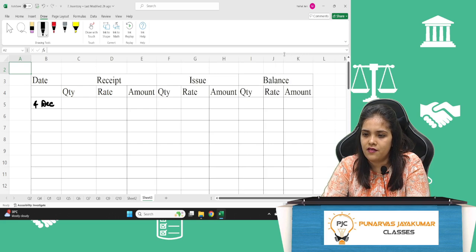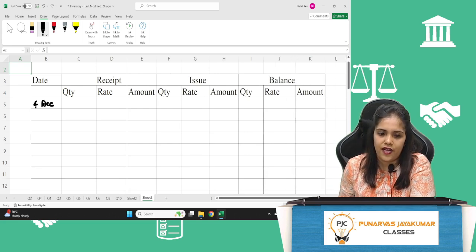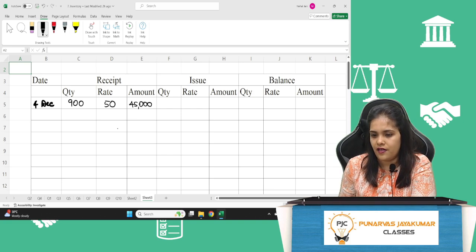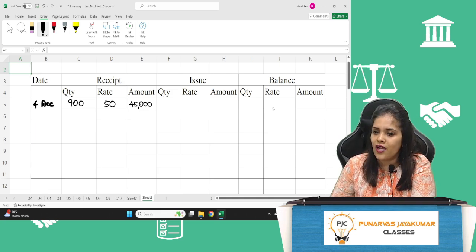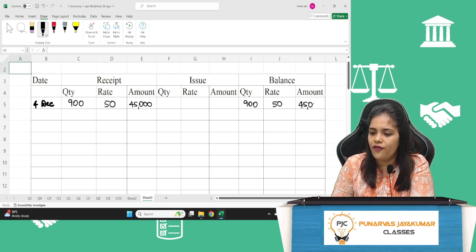Date, write 9 at 50. The balance now, on December 4th. Did you make a further purchase? No. So can I say the balance will be 900? No further purchase, so that will remain the balance.